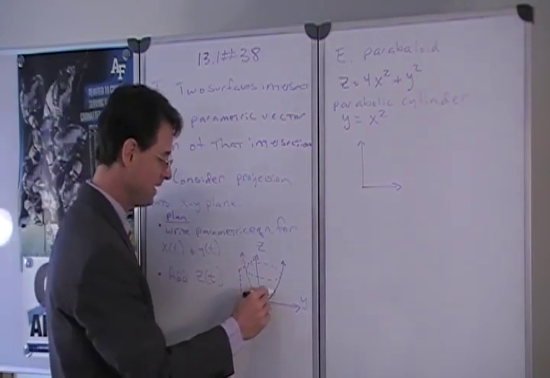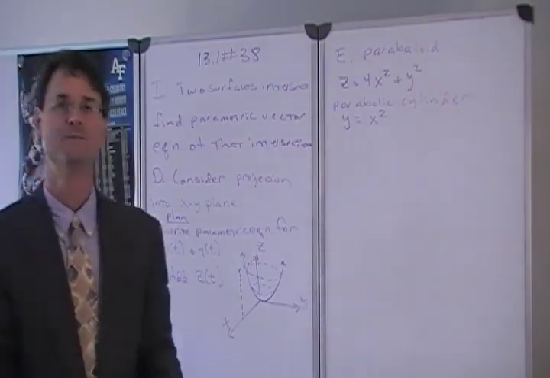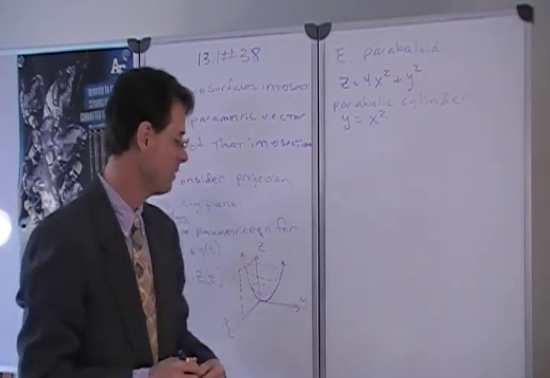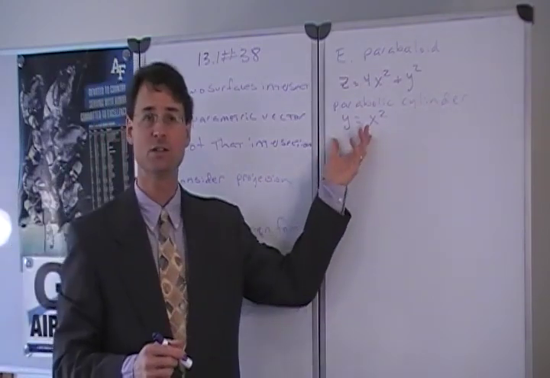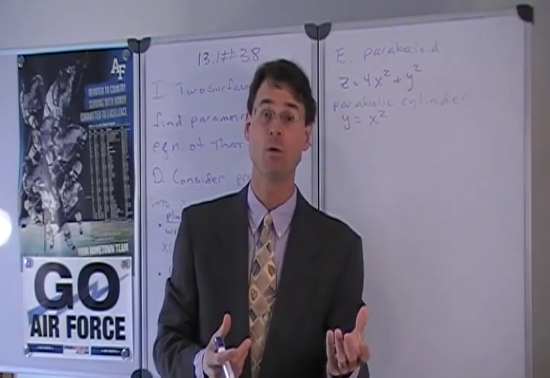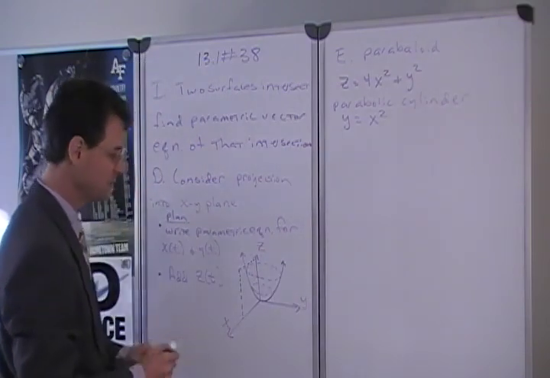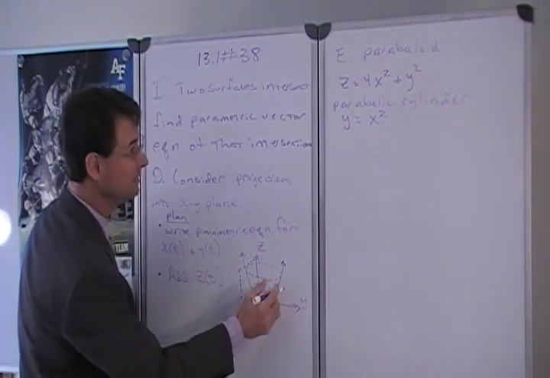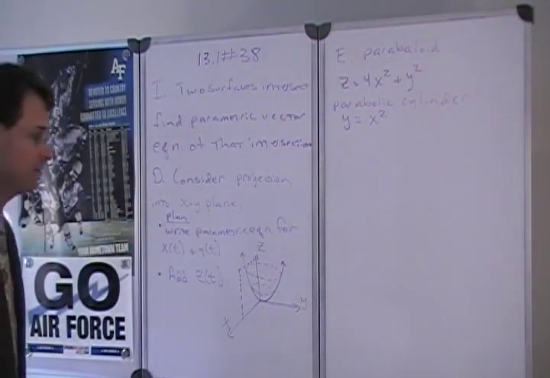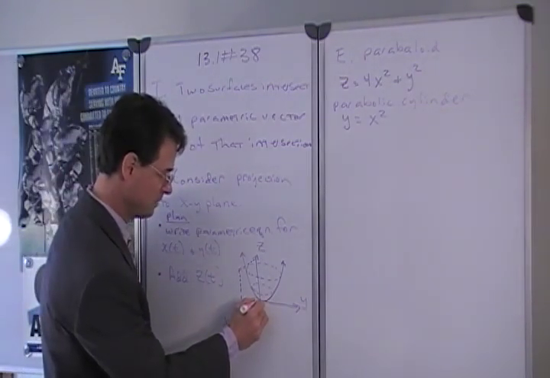So this paraboloid has these cross-sectional ellipses going on. Alright, so let's give some consideration to what our parabolic cylinder looks like. y equals x squared. Well, the cylinder y equals x squared doesn't depend on z at all. So it's completely independent of z. And in the xy plane, it's simply the parabola. And maybe it would be best to do this in a little different color. It's simply the parabola y equals x squared.